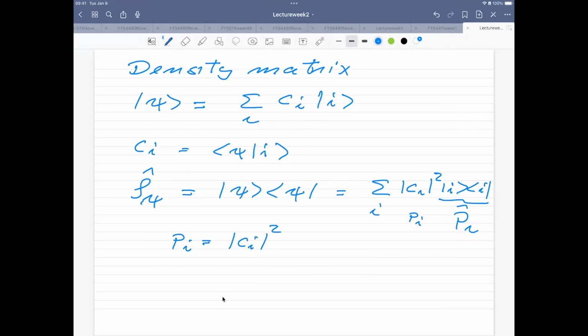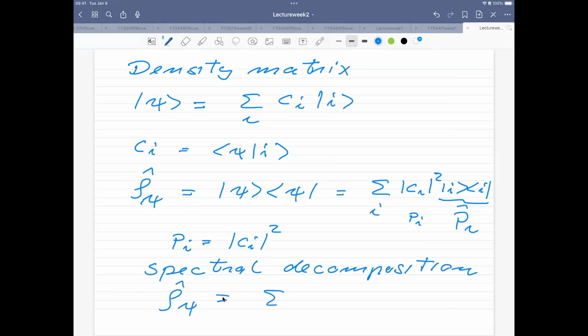And now, if I take this and use the spectral decomposition theorem, or just the spectral decomposition of the density matrix, then you see that this density matrix can be written out in terms of the probabilities. So this should be a lowercase p, no hat on it, multiplied with the projection operator. This is the same as p_i and then P_i with a hat on. And that is the spectral decomposition of the density matrix.